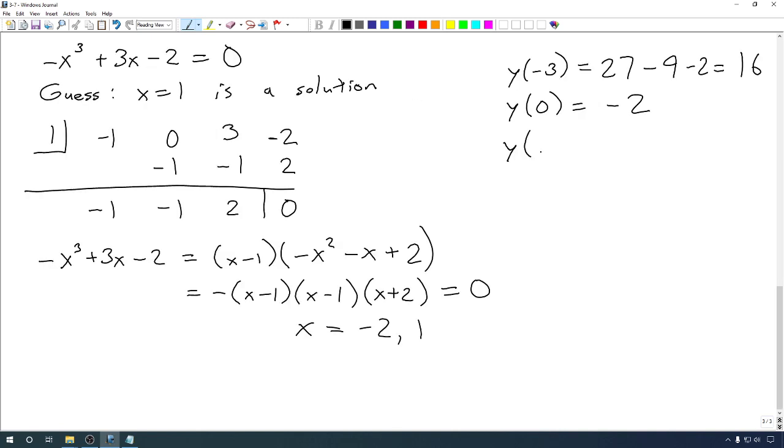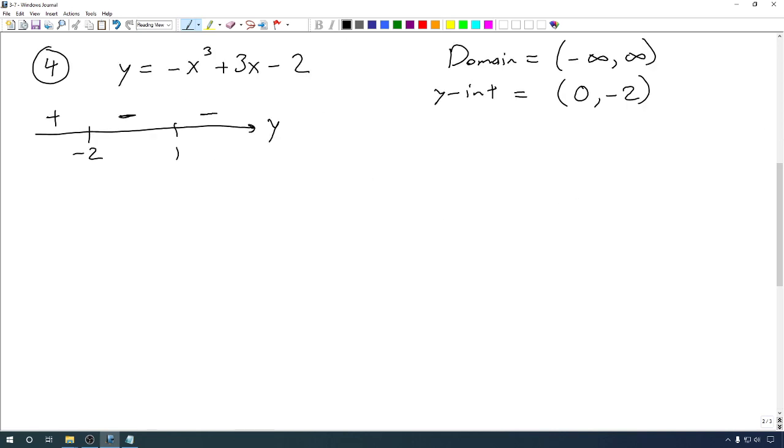Finally, from 1 to infinity, let's go ahead and just pick 2 as our test point. Plugging that into here, I get a negative 8 plus 3 times 2 is 6, minus 2 gives me a negative 4. So my function is also negative here. It didn't actually alternate at 1.